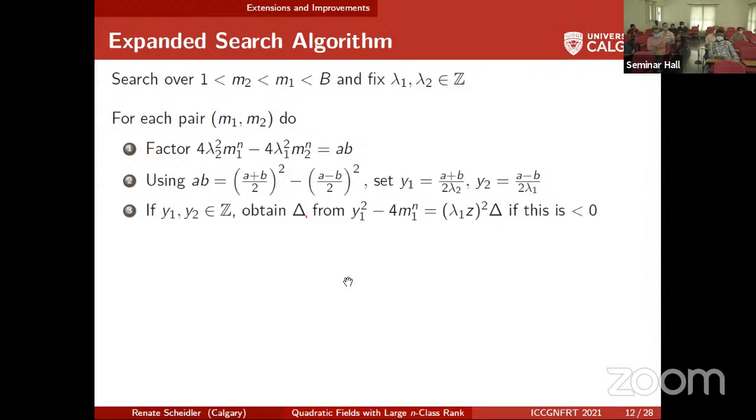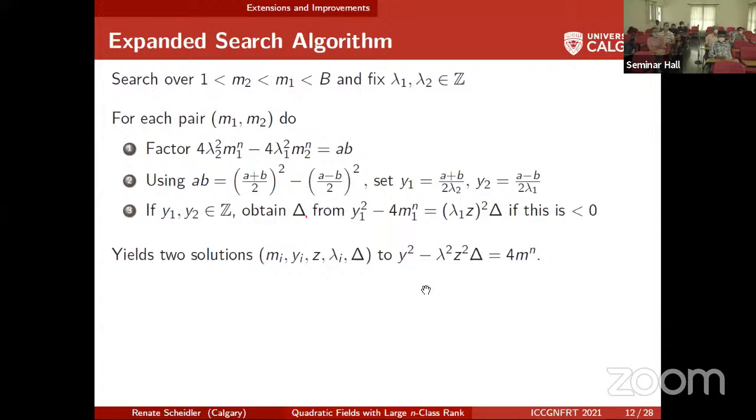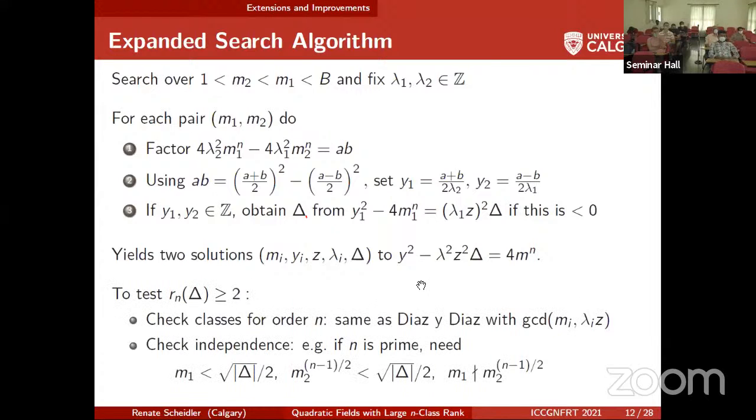And now, if they're integers, then you form these equations for 1 and 2. This determines a z and a delta. Okay, so that gives you a z and a delta, and you hope that the discriminant is negative. And now you have two solutions to this equation, one for M1 and one for M2. Here now there's this additional lambda, okay? And now you still need to figure out whether these two give you independent ideal classes. So you need that GCD condition again. The only difference is that instead of taking the GCD of M and Z, you take the GCD of Mi and lambda i Z, but other than that, it's the same.